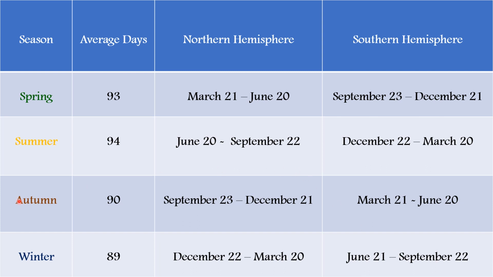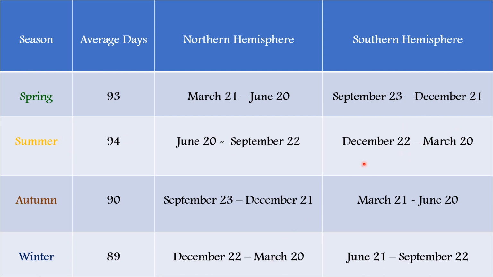All right, so while we're experiencing autumn on September 23rd to December 21, the southern hemisphere is experiencing spring. And as you can see, while we are experiencing winter in the northern hemisphere, on December 22nd, the southern hemisphere is experiencing summer.